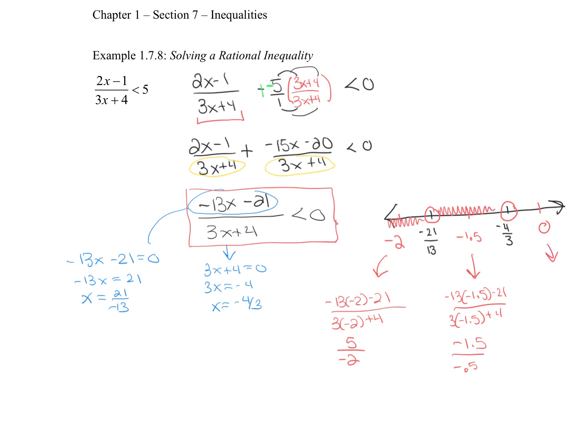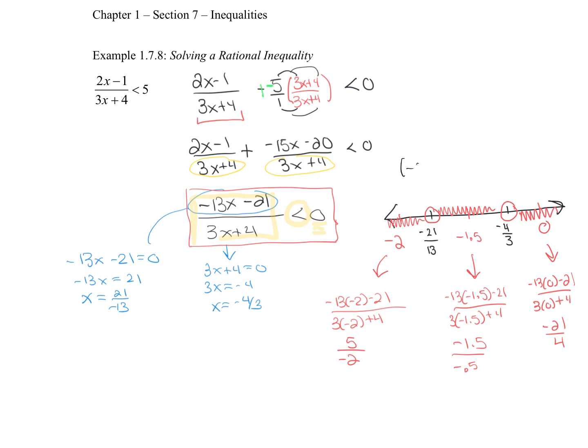And then when I plug in 0, I get negative 13 times 0 minus 21 over 3 times 0 plus 4. 0 times anything is 0, minus 21 is going to be a negative 21 over a positive 4, which is going to be a negative. The question here was, when is this thing less than 0, aka when is it negative? So the answer to that question is when I shaded below.